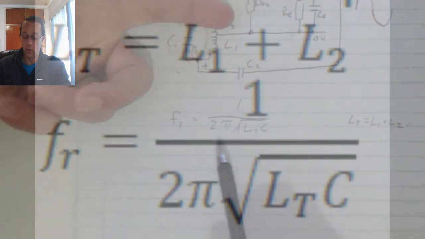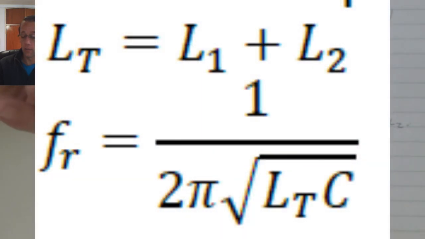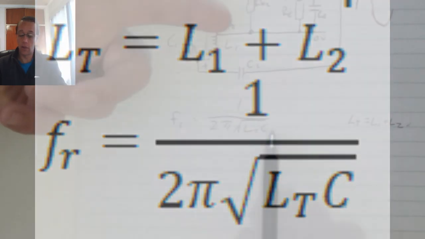Otherwise, we use 1 over 2 pi times the square root of L total, which is L1 and L2 together, times C.